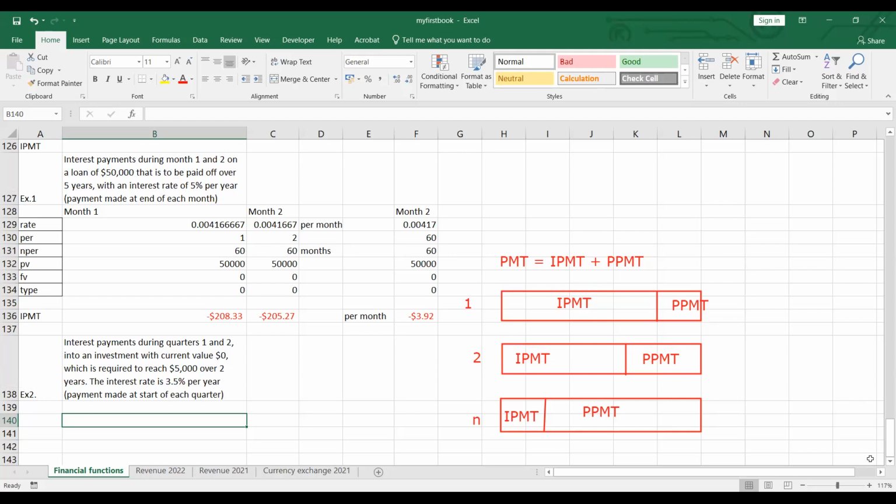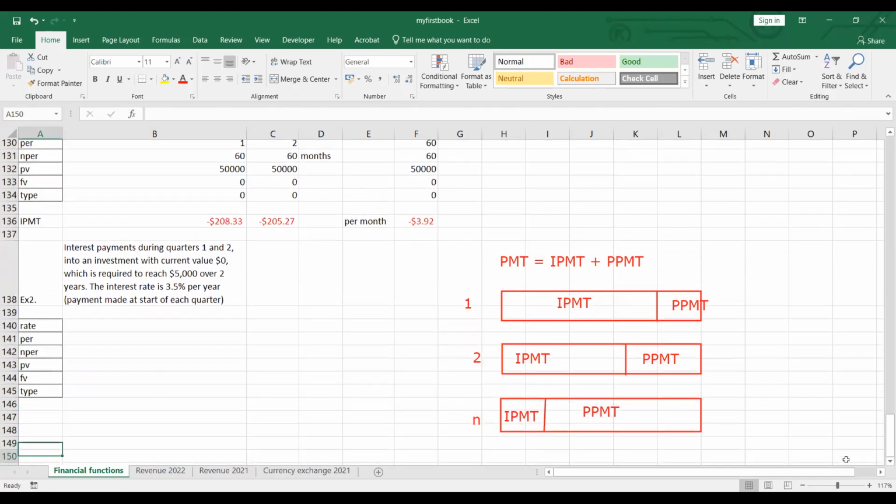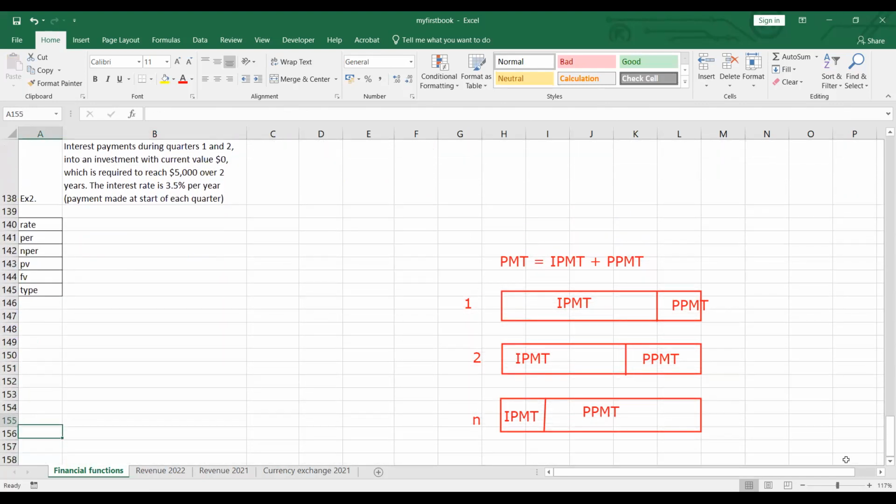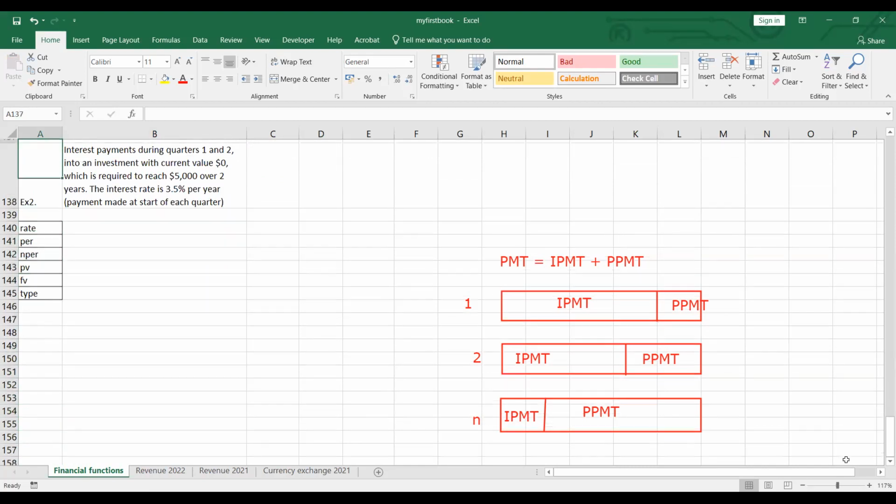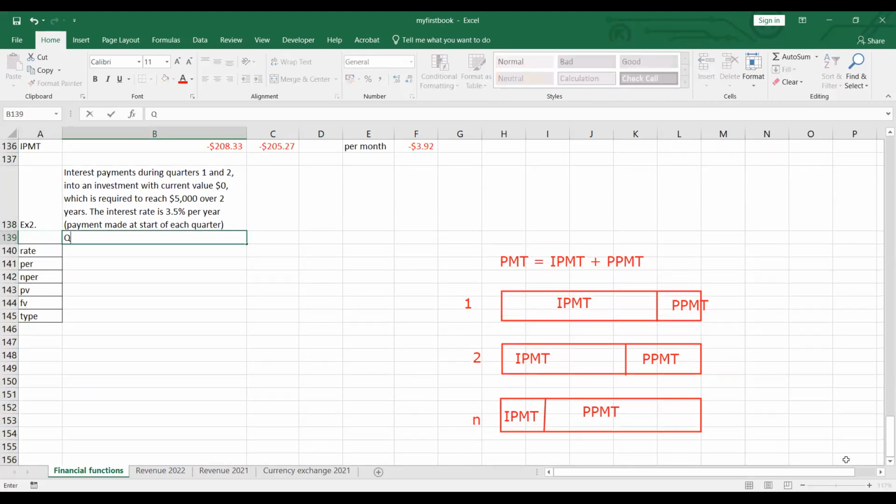So in this problem, you are asked to find the interest payment during quarter 1 and quarter 2, so that means you are asked to find the IPMT for the interest payment. I copy this list of arguments first for the IPMT that we have to find. After that I put quarter 1 and quarter 2 here, so now I'm focusing on quarter 1 first.